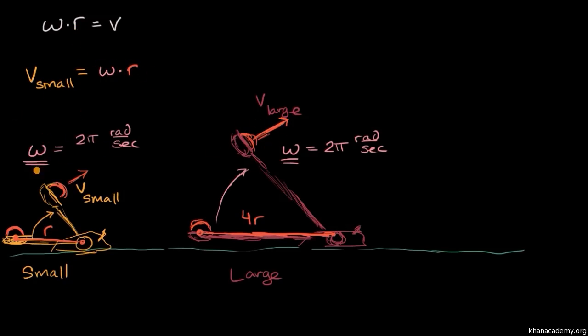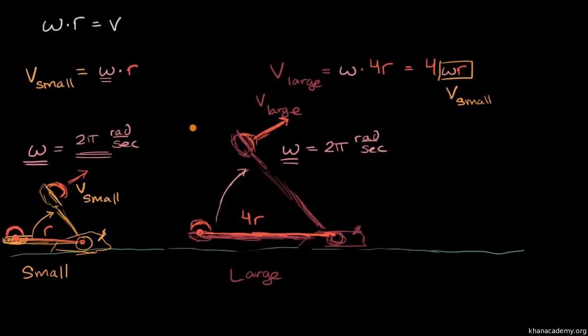And what's V sub large going to be? Well, V sub large is going to be equal to that same omega, but now our radius isn't r, it is 4r. So this would be equal to 4 times omega times r. And what is this right over here? Omega times r. That is the magnitude of the velocity of our smaller catapult, or the pumpkin being released from the smaller catapult.